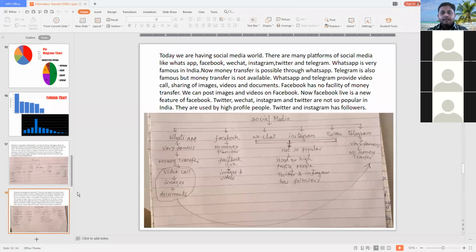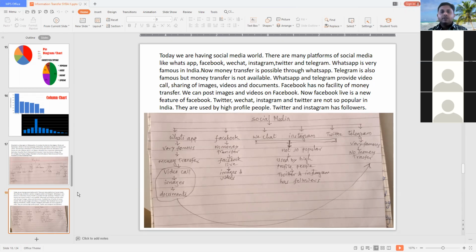Because it is very, very famous. Money transfer is possible now, video call is possible, images possible, documents possible, right? On the other hand, Facebook, see, no money transfer. So the information related to Facebook is collected over here. So Facebook Live is there and images and videos can be uploaded.